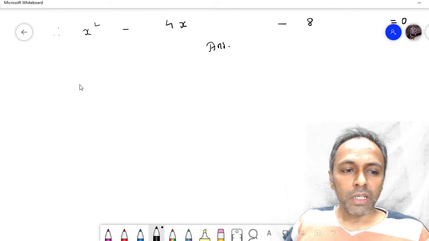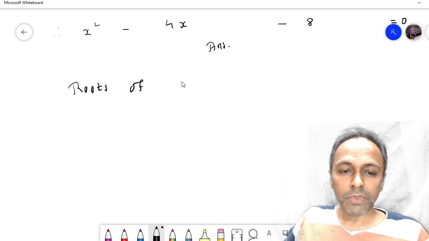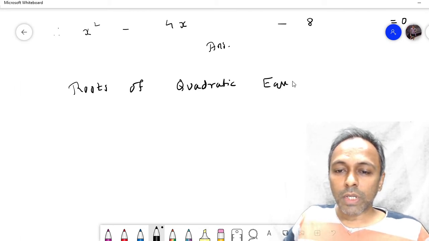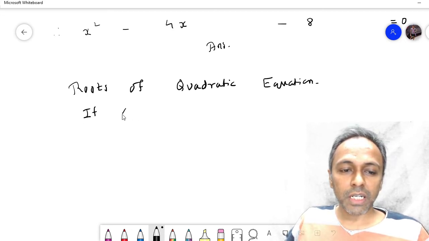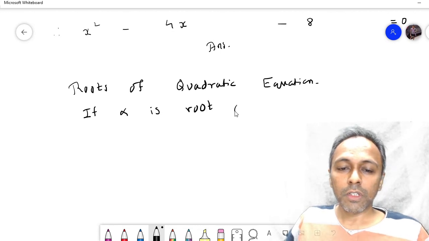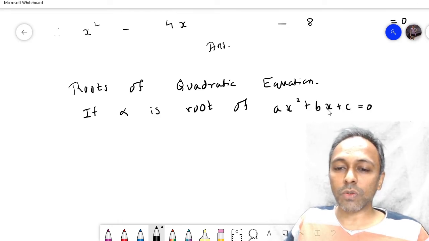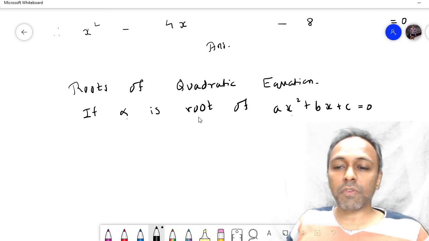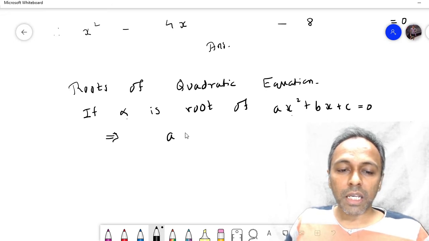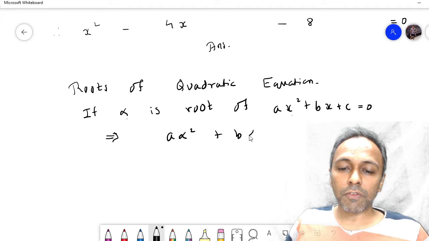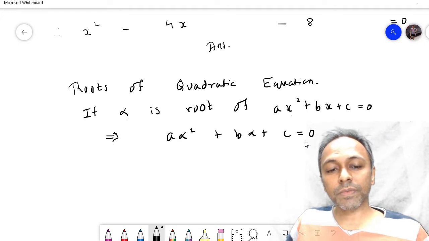Let us continue and let us understand what is the advantage of knowing the roots of quadratic equation. What is the advantage? What does root actually do? Root actually satisfies the equation, that's it. So if it is said alpha is root of ax square plus bx plus c equal to 0, then in place of x you can substitute alpha and still equality with 0 is maintained. So this implies a alpha square plus b alpha plus c is equal to 0.